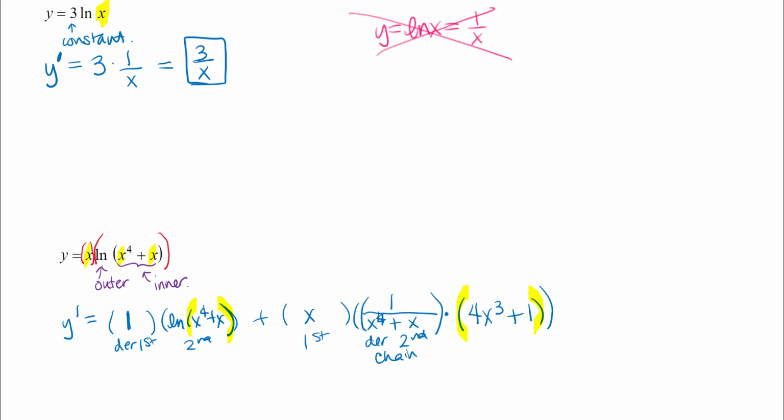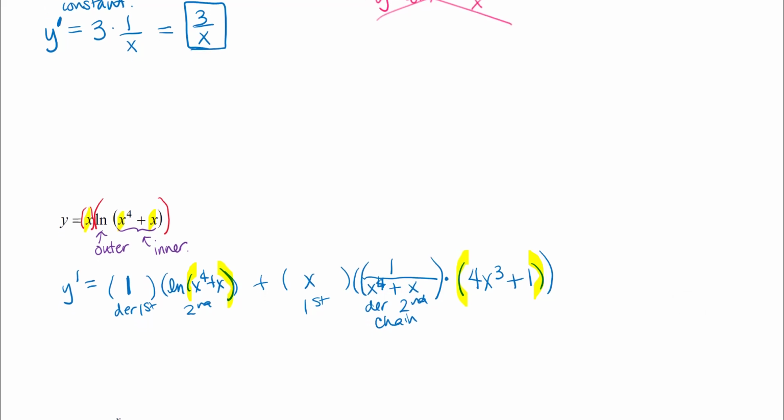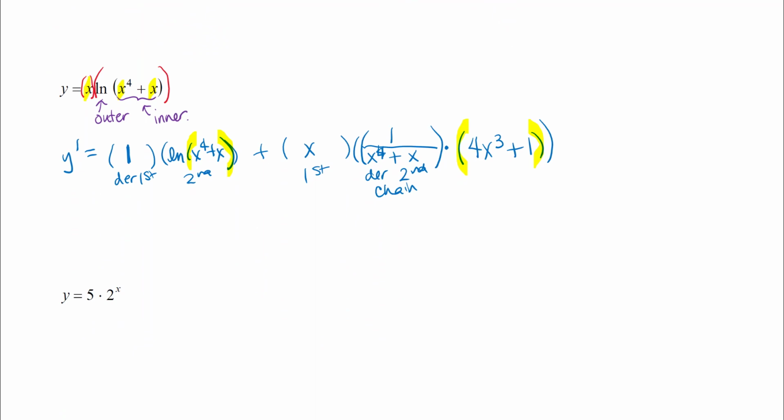Okay, so I could leave what I have exactly like that, or I could tidy things up a bit. I'll go ahead and do that, and then we'll look at a couple more examples. Okay, so let's just finish tidying this up. I'll have y prime equals 1 times that ln function. I just can write ln of x to the fourth plus x.